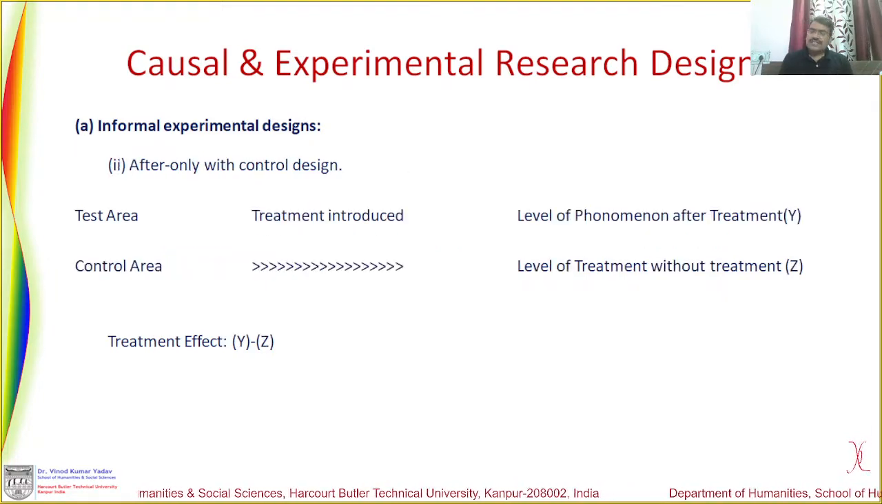Now the second type of informal experimental design is after only with control design. That means you are not going to study the level of phenomenon before treatment, or without treatment, before treatment. You want to study after only, not before.